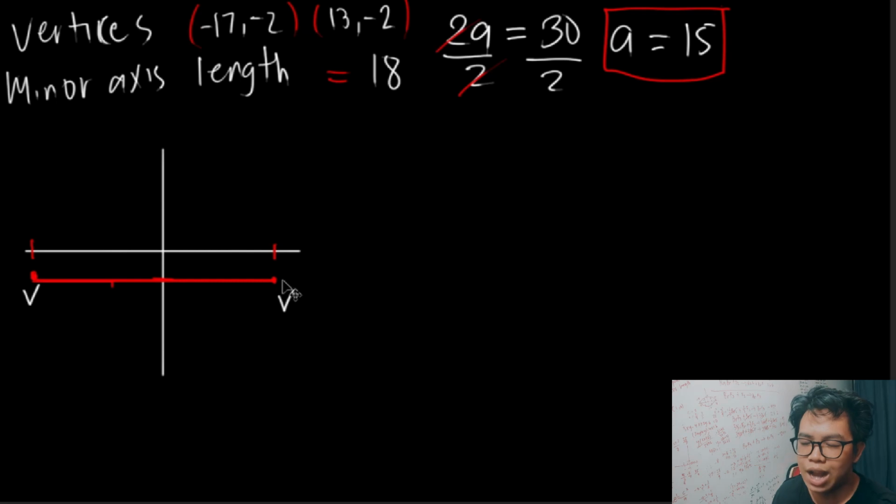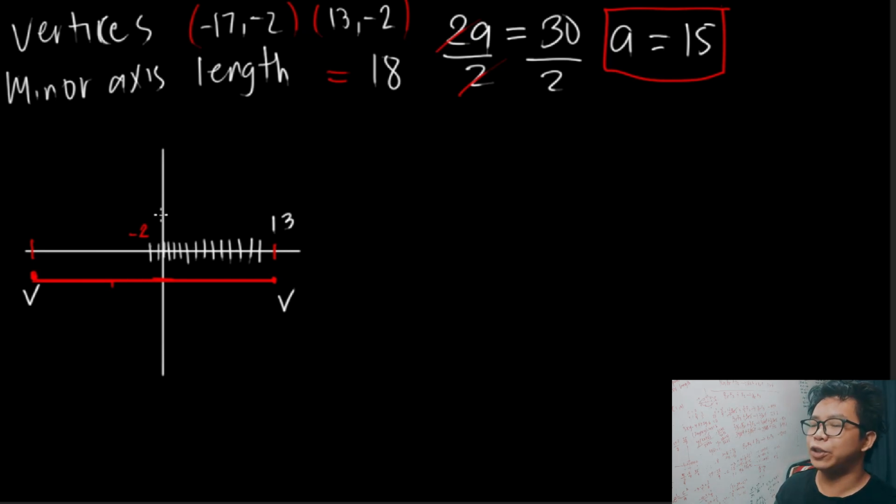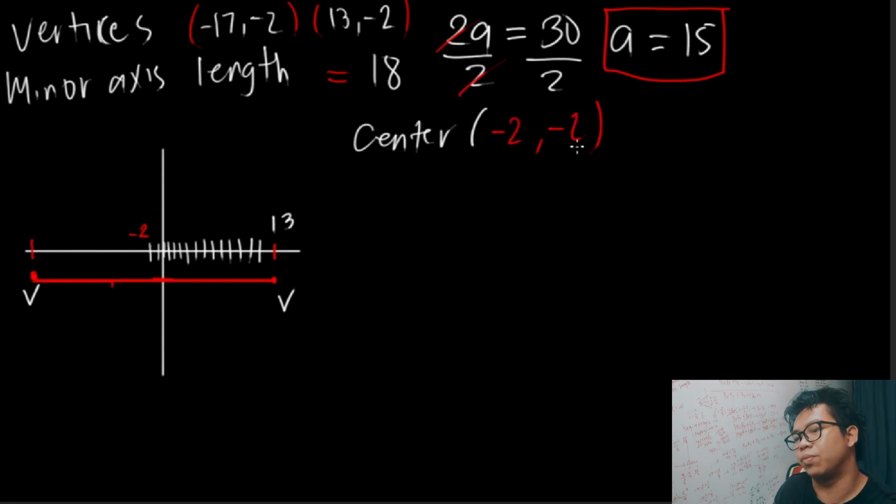Mamili kayo, kanan o kaliwa. Pipiliin ko yung kanan. Mag-move ako ng 15 units. Alam natin nasa 13 to, kung mag-move ako ng 15 units, 12, 11, 10, 9, 8, 7, 6, 5, 4, 3, 2, 1, 0, 1, 2, negative 2. Yan, 15 units. Alam natin na nasa negative 2. In short, ang center natin nasa (-2, -2). Yung gitna nila.